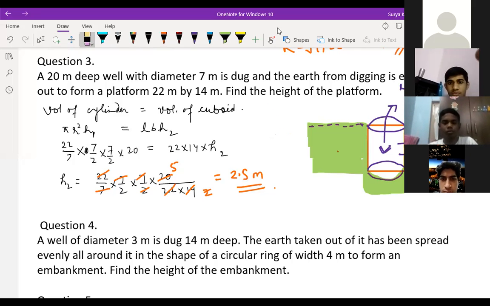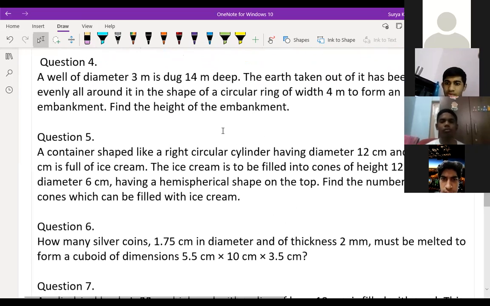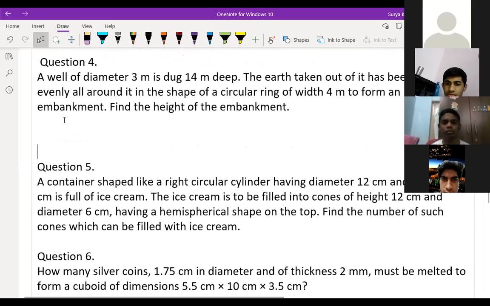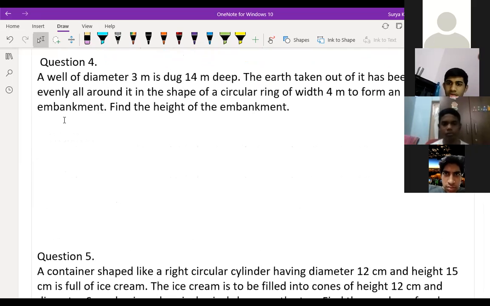Now question number 4. This may be difficult for you. Question number 4, if you see, the thinking part only is a bit interesting here. Just try to understand question number 4. Others, you should tell me what they are saying in question number 4.